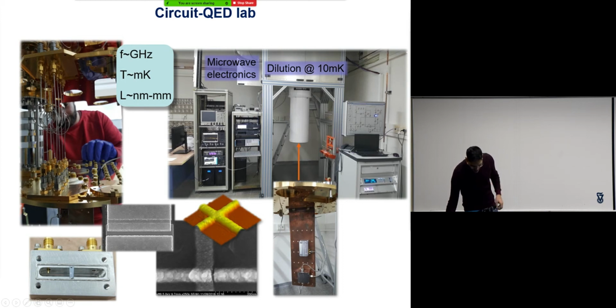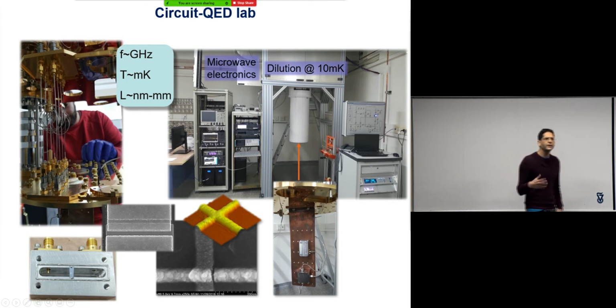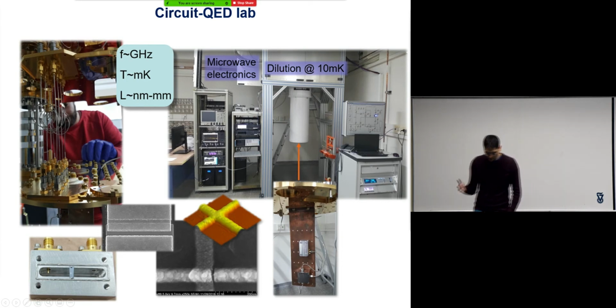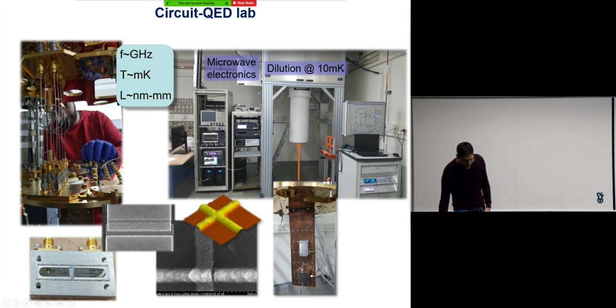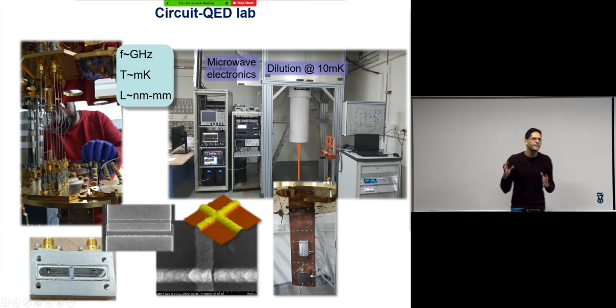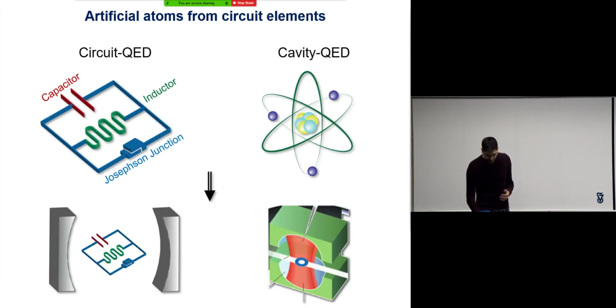Yeah, okay. And you mount them inside the dilution refrigerators, and you cool them down inside these refrigerators, and we have essentially commercial microwave electronics, which are relatively developed because of all the telecom industry. You buy them off the shelf, and with these electronics, you control these circuits. So this is just to give you a picture of what a lab looks like.